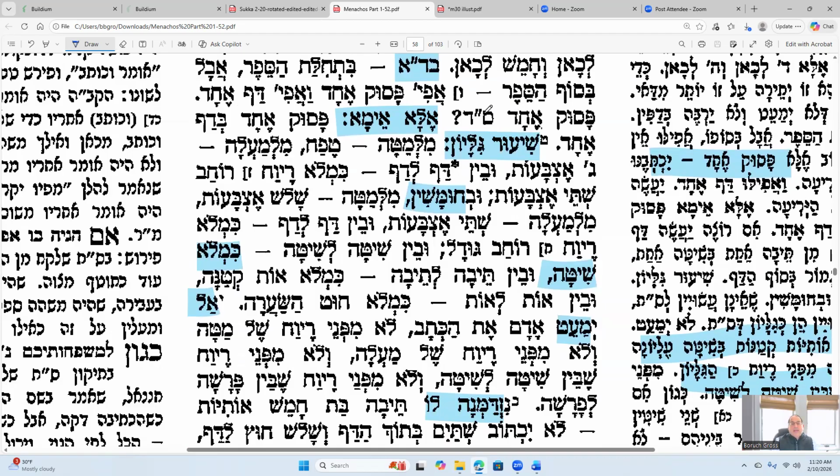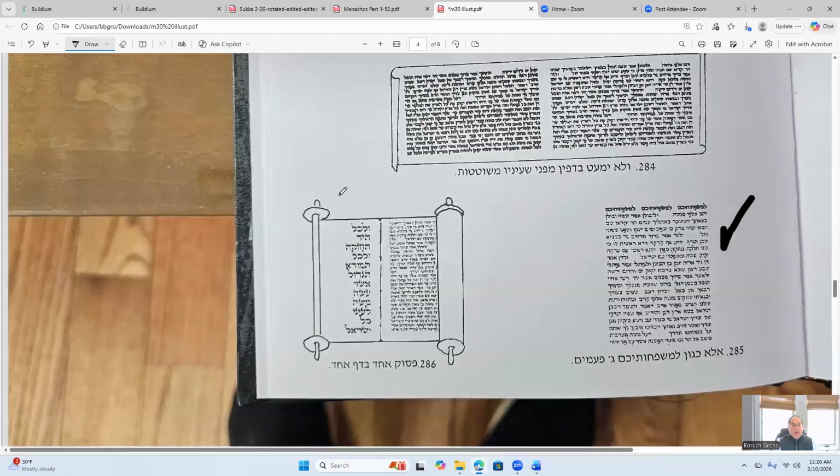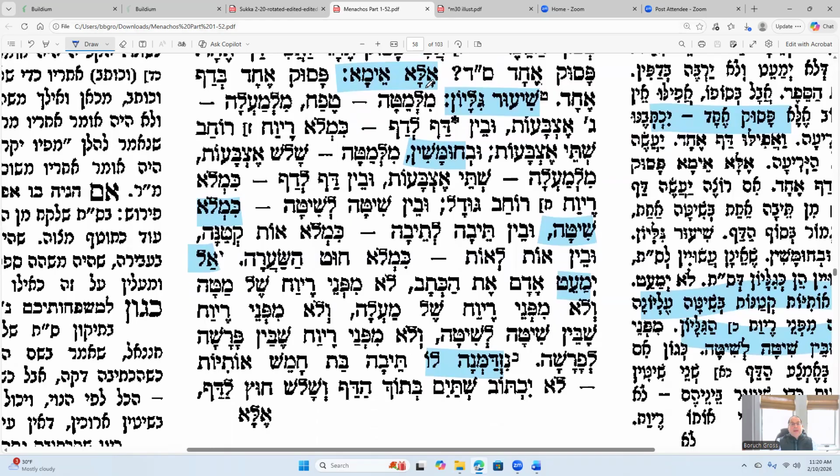Pasuk echad, I could understand you could put one column in that last piece of parchment, but can you put one pasuk? If you write one pasuk on a piece of parchment, you're not going to get to the bottom. Rather, what the Braisa means to say is you could write a pasuk echad bedaf echad. You could write one pasuk that will take up an entire column, like you see in the picture. You have the whole pasuk taking up the entire column. That's the exception for the last page.